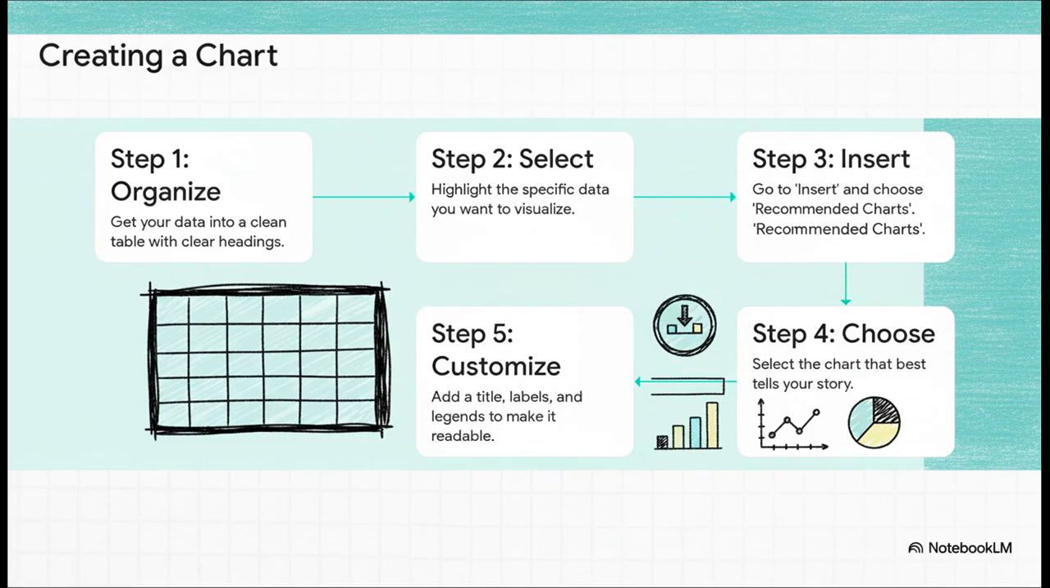3, click Insert Chart. 4, pick the chart that tells your story best. And 5, and this is huge, customize it. Add a title, label your axes. Because honestly, a chart without labels is just, well, it's just a bunch of pretty shapes. It doesn't actually tell you anything.